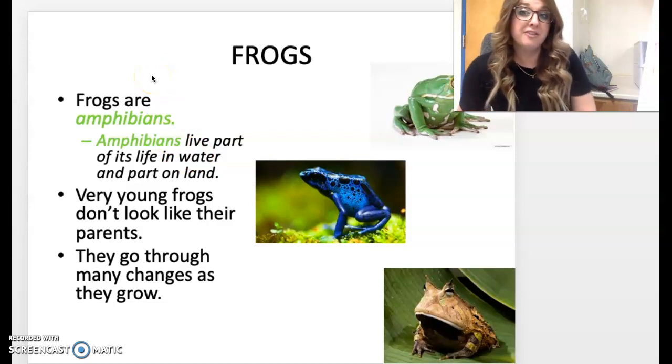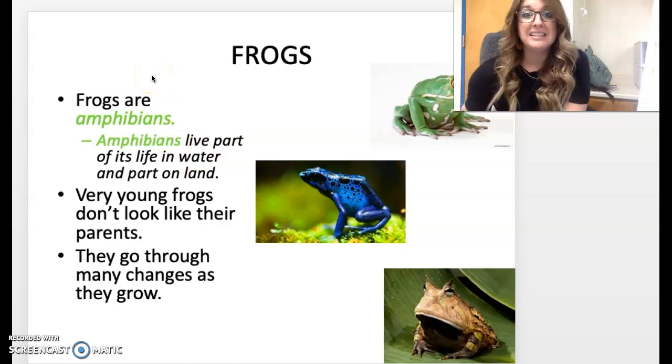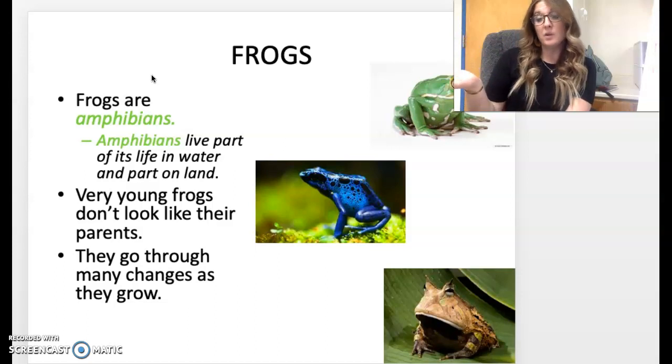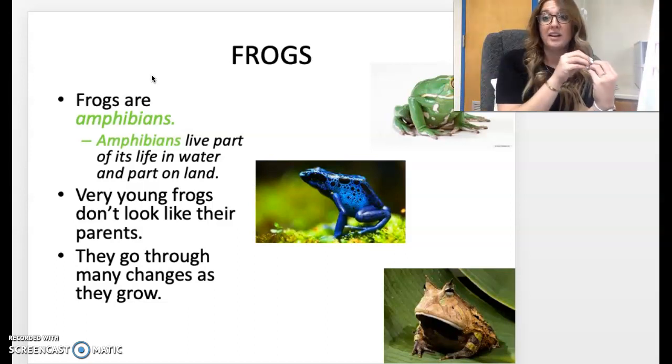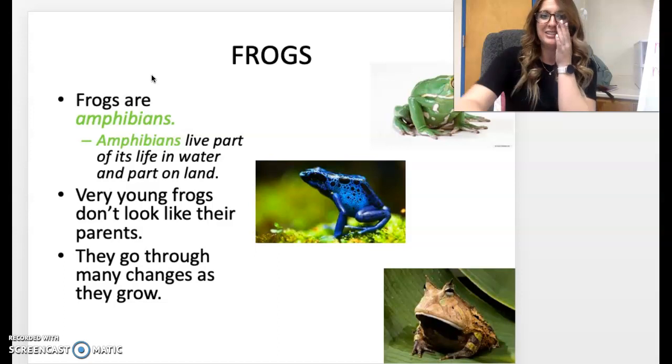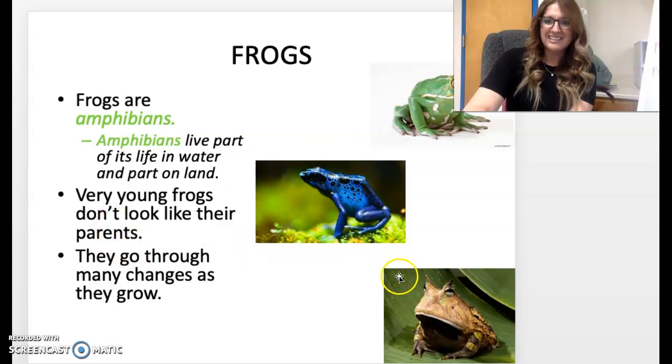Frogs are amphibians. Amphibians live part of their life in the water and part of their life on land. So they are both aquatic creatures and land creatures. Very young frogs don't look like their parents. They go through many changes as they grow. Wow, look at all the different frogs there are. There are a lot of different frogs, but they all have the same life cycle.